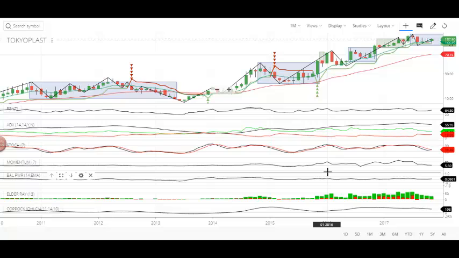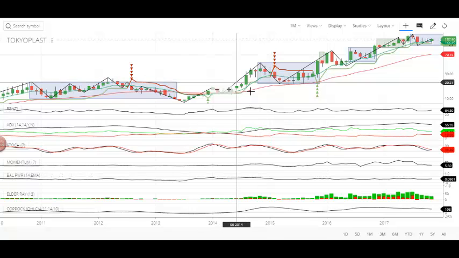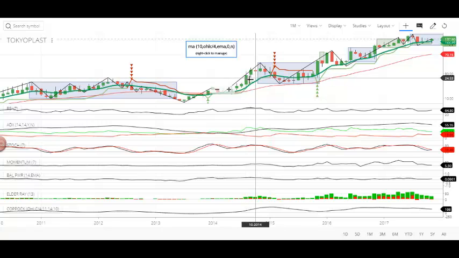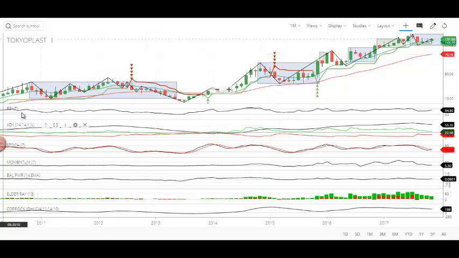Today we are going to do the technical analysis for Tokyoplast International Limited. Tokyoplast is the ticker name and you are watching the monthly technical chart of the stock, and this is the historical price chart. These are all the candles. Each candle here represents 1 month, and these are all the technical indicators and the respective graphs generated by the stock to do the technical analysis.